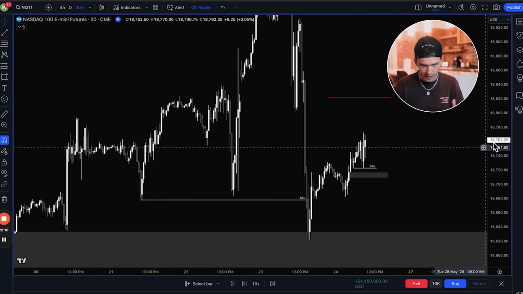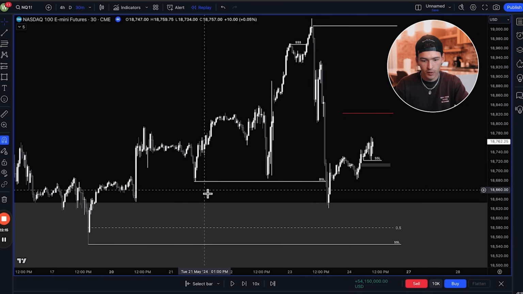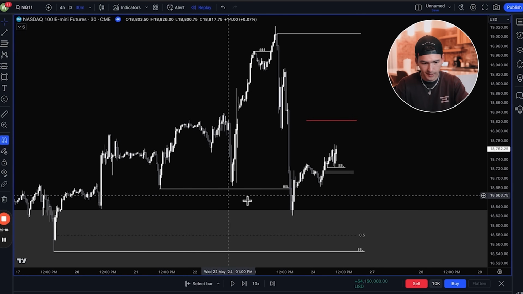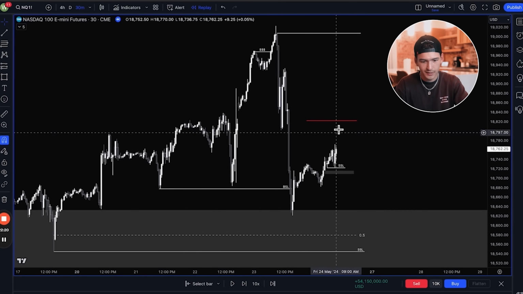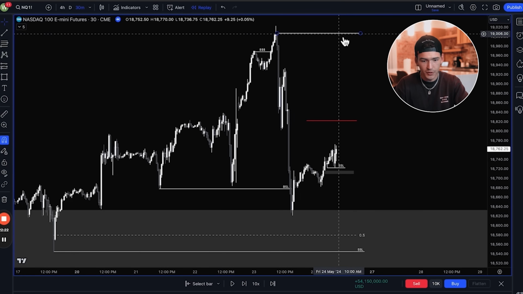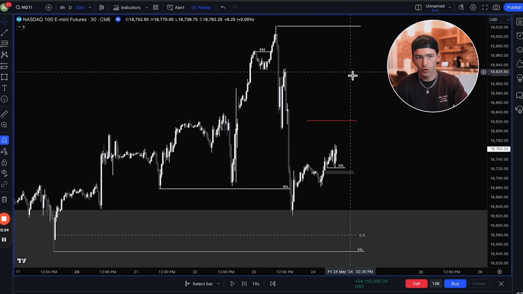Let's digest this for a second. Why is that? When we zoom out and we look at our bias, sell side's taken, we get displacement back inside the range. Everything that's needed to happen to the downside has happened. What do we expect to see?